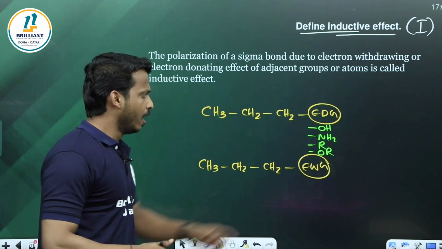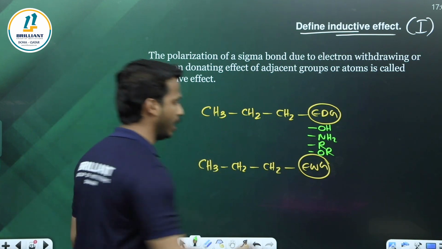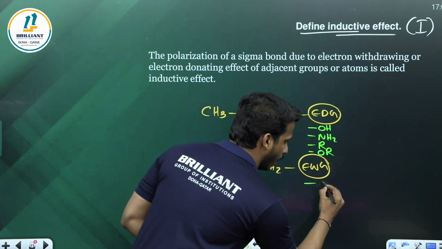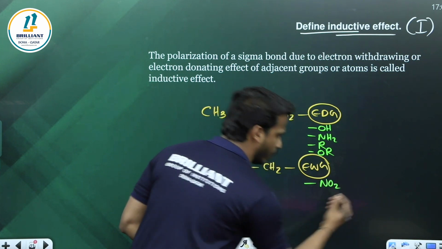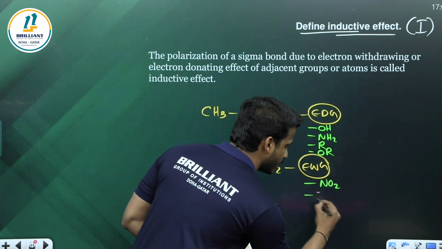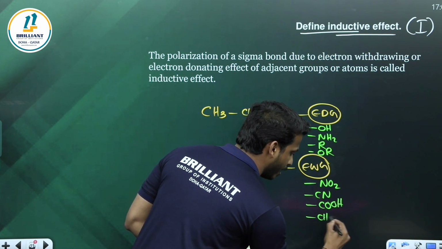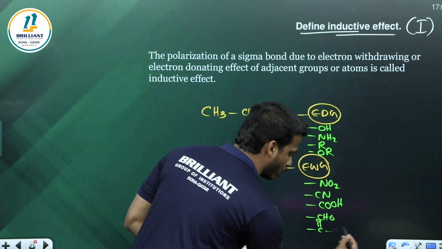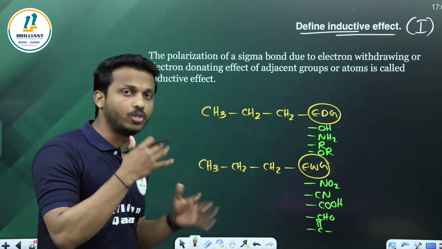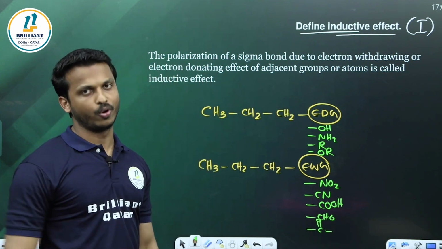Electron withdrawing groups, which all? You know, nitro group is a very strong electron withdrawing group. Cyanide is a withdrawing group, acid is a withdrawing group, aldehyde is a withdrawing group, ketone is a withdrawing group, and even halogens are normally electron withdrawing groups.